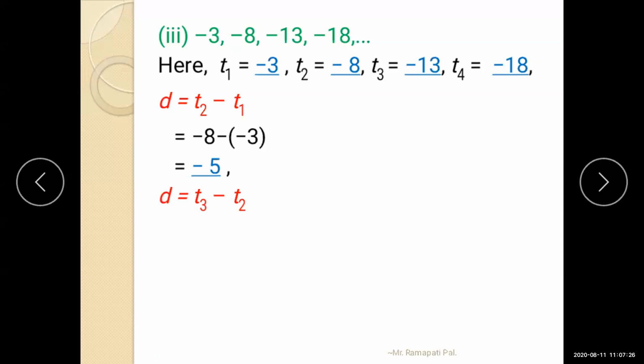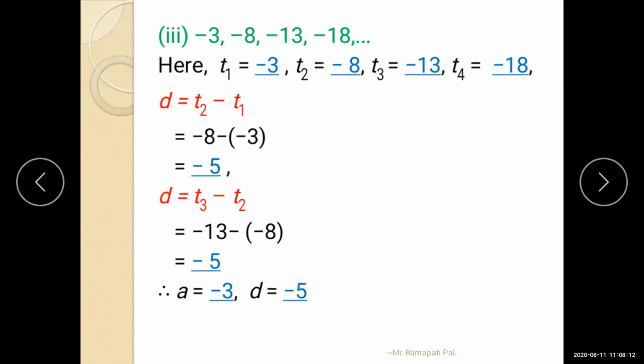Now D is equal to T3 minus T2, which is equal to minus 13 minus minus 8. Now minus 8 becomes plus. So here D is equal to minus 13 plus 8, which is equal to minus 5. Is it clear? So A is equal to minus 3 and D is equal to minus 5. Is it clear? Okay.